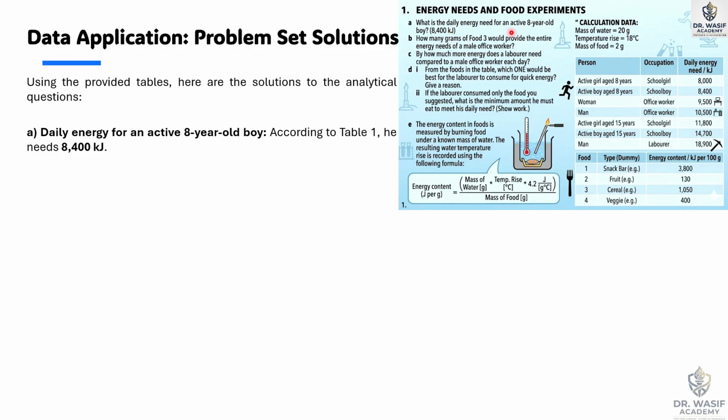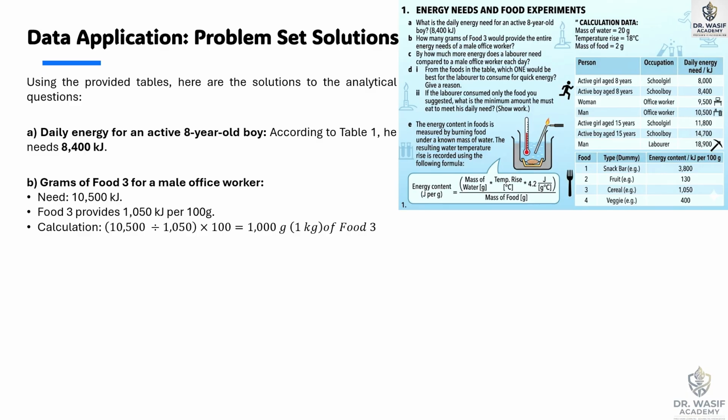what is the daily energy need for an active 8-year-old boy? Okay, you can see in this table that active boy age 8 years, he needs 8400 kilojoules energy. We go straight to table 1, and there we found active boy aged 8 years, and we answer this as 8400 kilojoules.